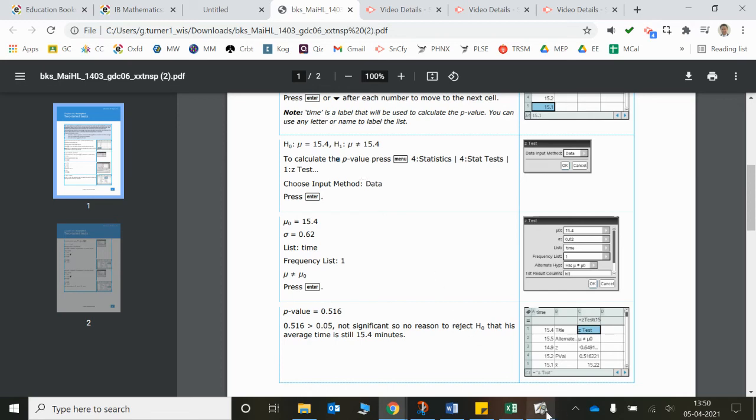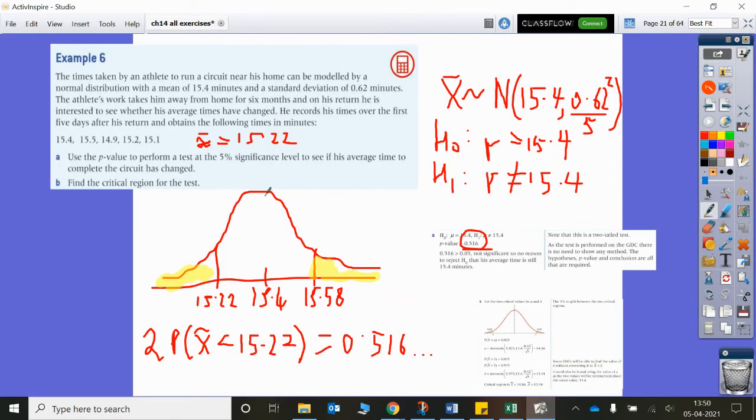Okay, and that's the next part. So if you understand the way in which I did part A here, then you will understand how to get part B quite quickly as well. But there is a slightly quicker way of doing this if you use the calculator method as well. Okay, so let's look at part B. So part B is saying, let's just change our color of pen, find the critical region for this test.